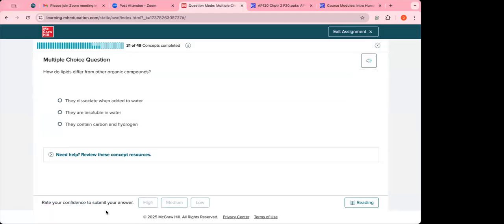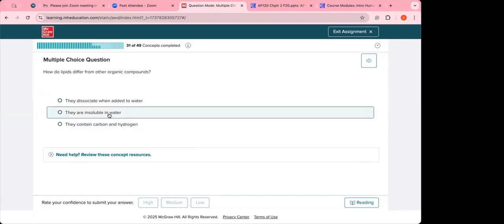How do lipids differ from other organic compounds? So how are lipids different? They dissociate when added to water. They are insoluble in water, or they contain hydrogen. How are lipids different? Would it be they contain carbon and hydrogen? No, that's not how they're different because sugars contain carbon and hydrogen too. Lipids don't dissolve in water, they're insoluble in water. We're looking for how they're different.